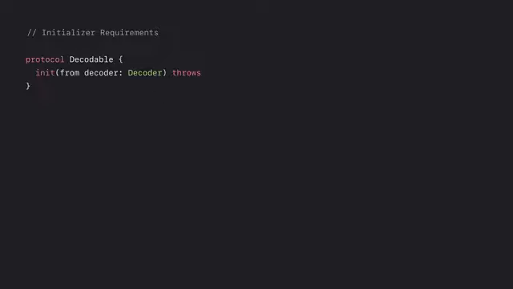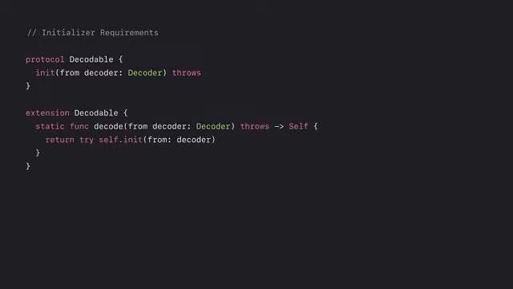So if you've looked at the decodable protocol, it has one interesting requirement, which is the initializer requirement, to create a new instance of the conforming type from a decoder. How do we use this? Well, let's go add a convenience method to the decodable protocol. It's a static method decode that creates a new instance from a decoder, essentially a wrapper for the initializer to make it easier to use. And there's two interesting things to notice about this particular method.